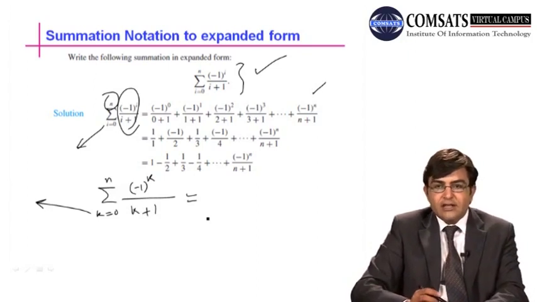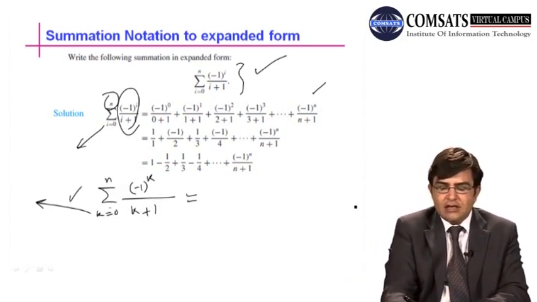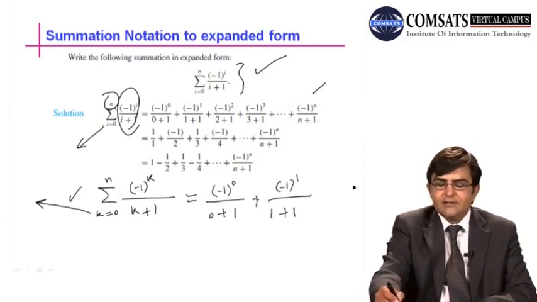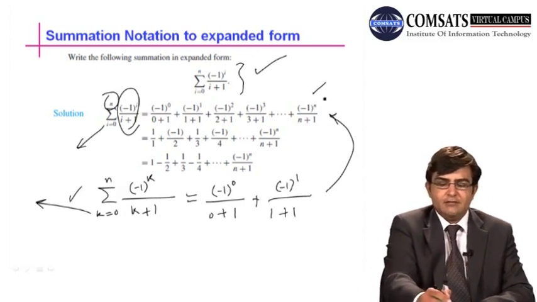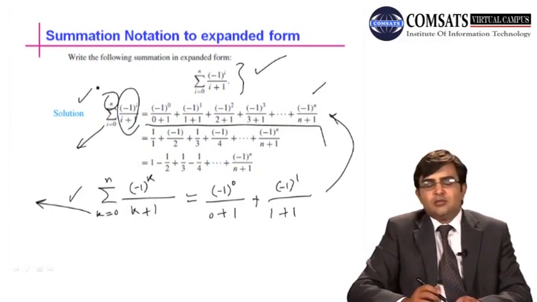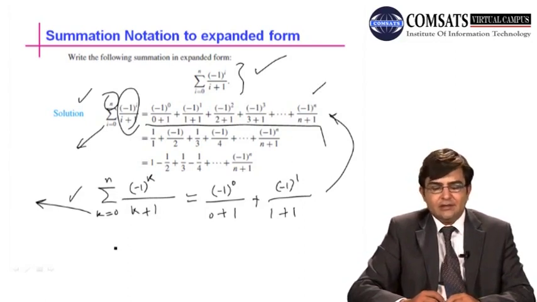So if we expand this one, we get the same answer, k from 0 to n. If we take k is equal to 0, we get minus 1 power 0 divided by 0 plus 1. Like this, we can obtain the same expression which we have obtained in this case. So we have concluded here that in the summation notation, the index of the summation is not important. We can change the index.